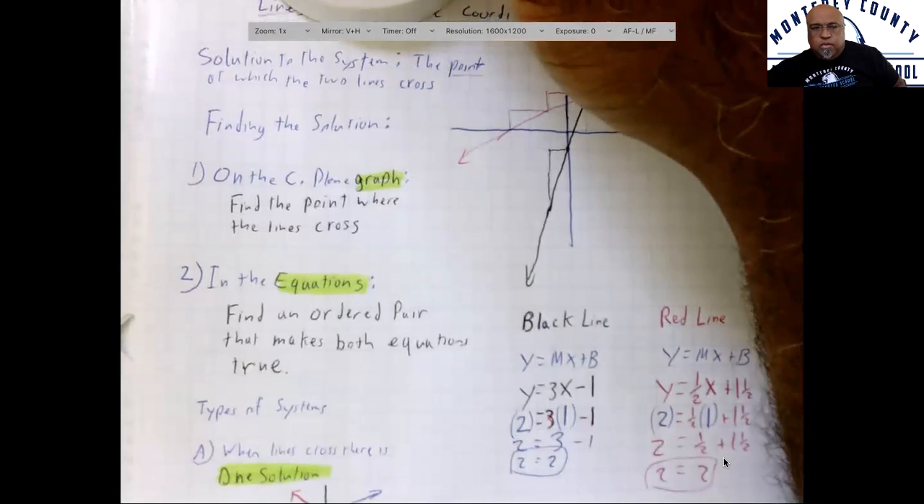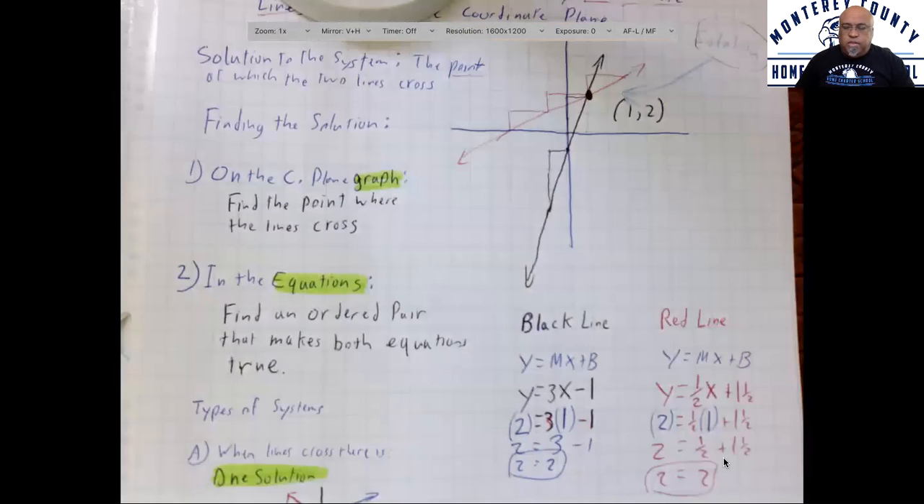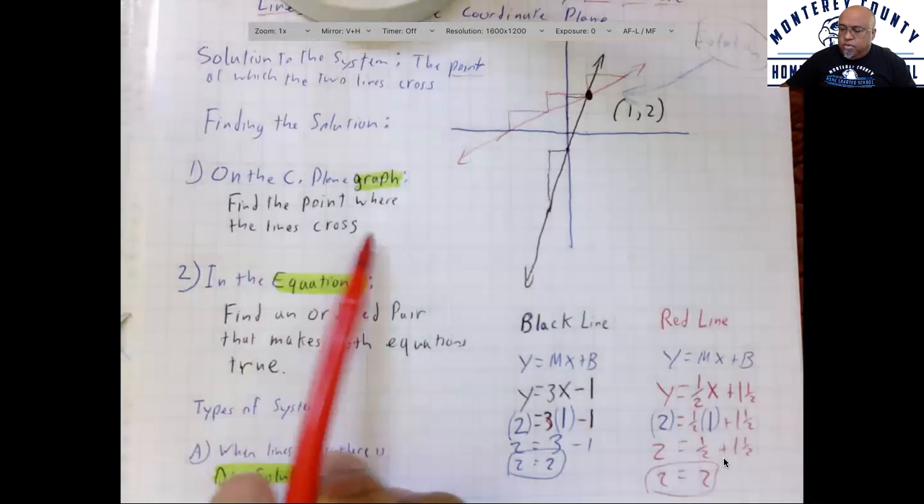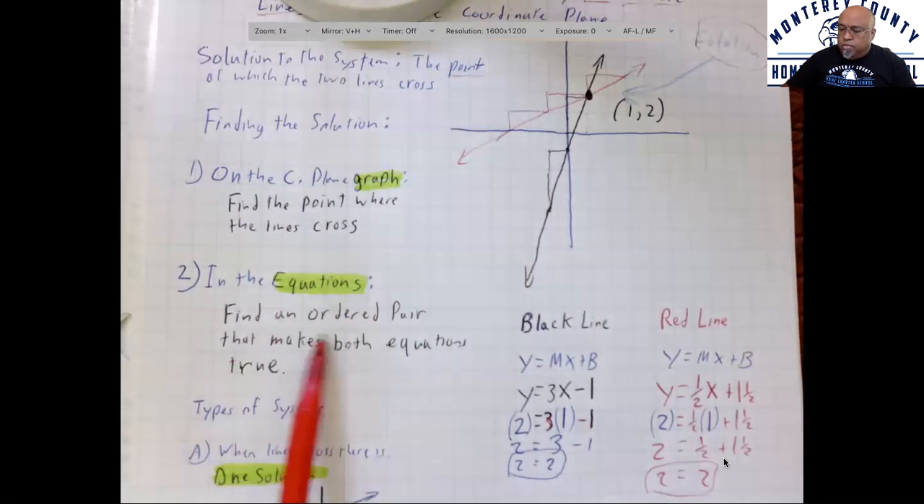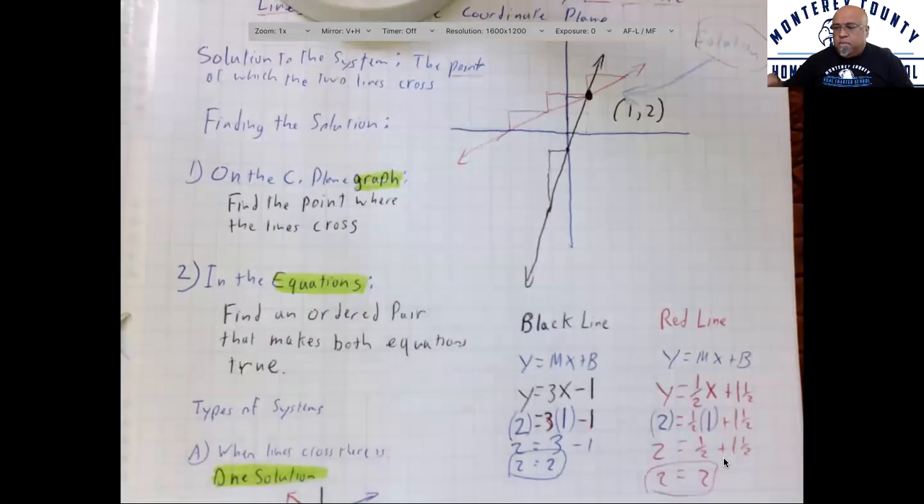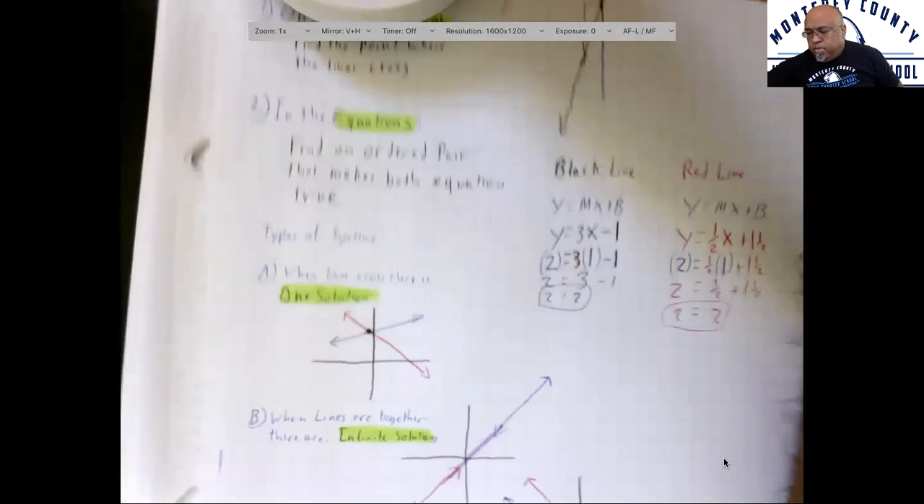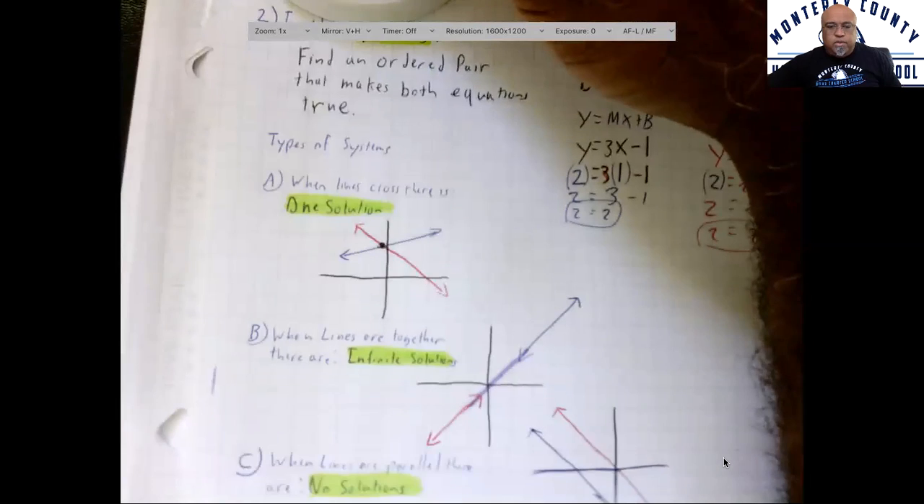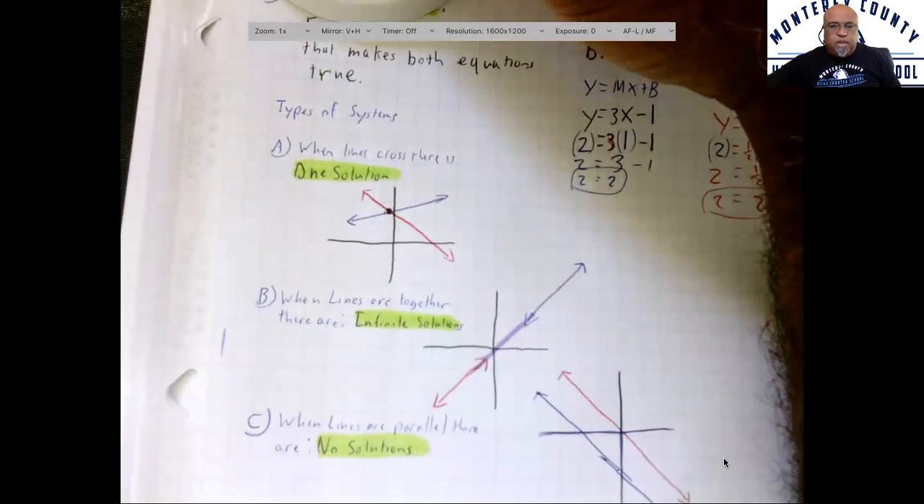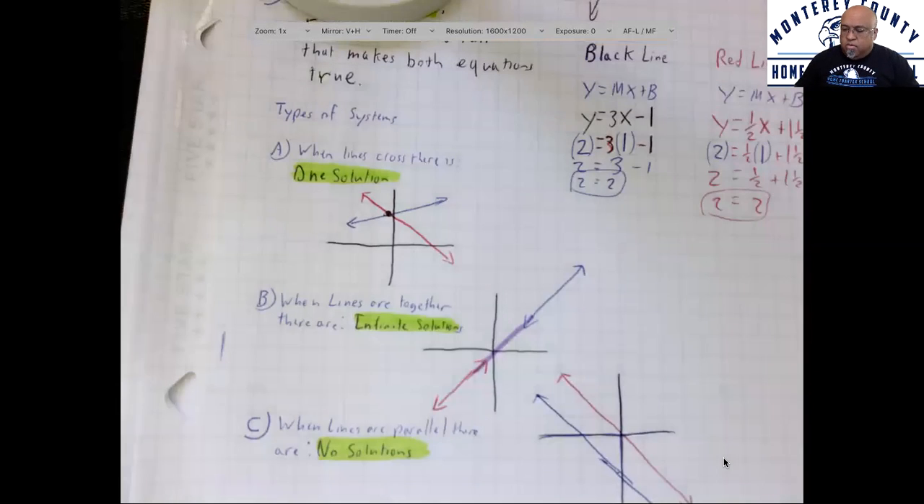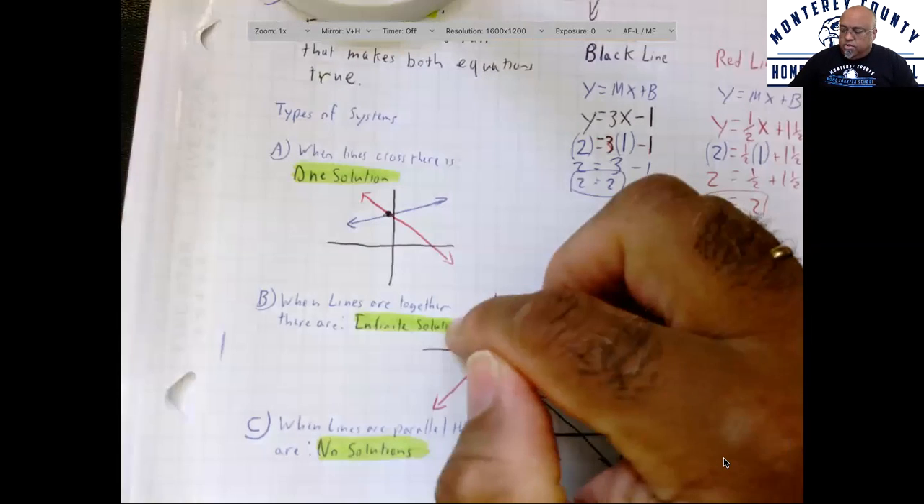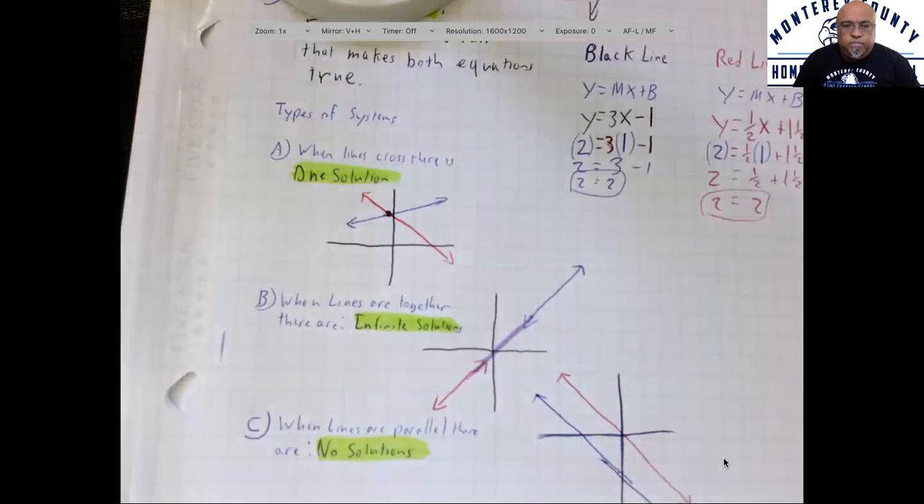So to find the solution on the graph, you must find the point where the lines cross, but in the equation, you find the ordered pair that makes both equations true. Now I want to talk about different systems. For our purposes, there are three different systems that we will be talking about: one solution systems, infinite solution systems, and no solution systems. Let me show you how these graph. They're fairly simple. Again, with algebra, a lot of the complication is just using these big words.